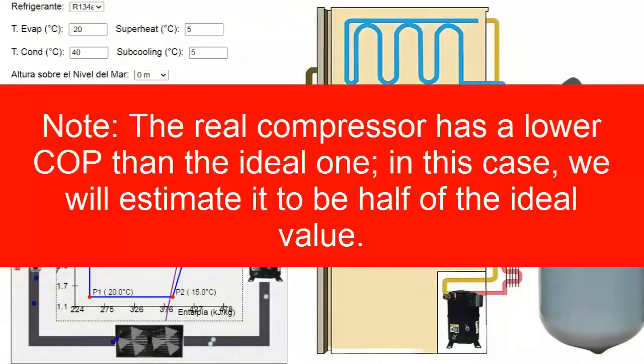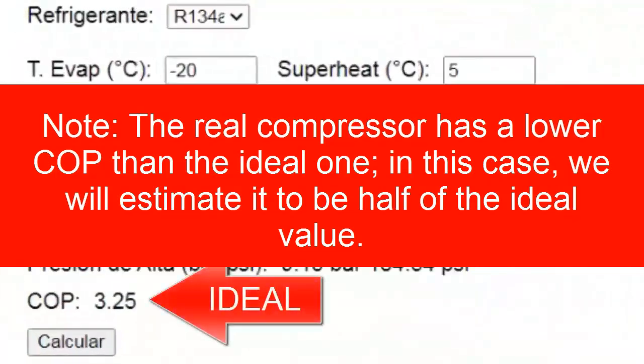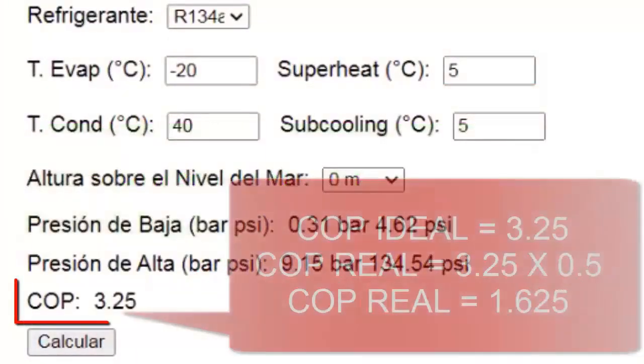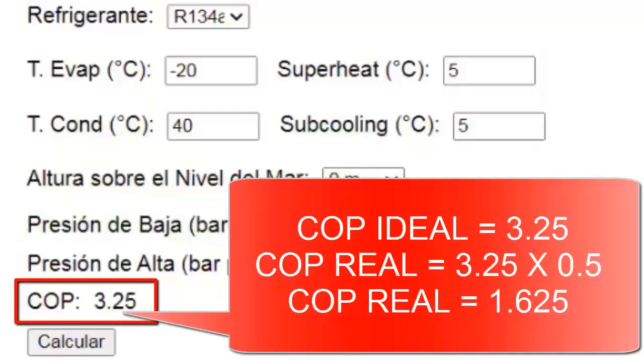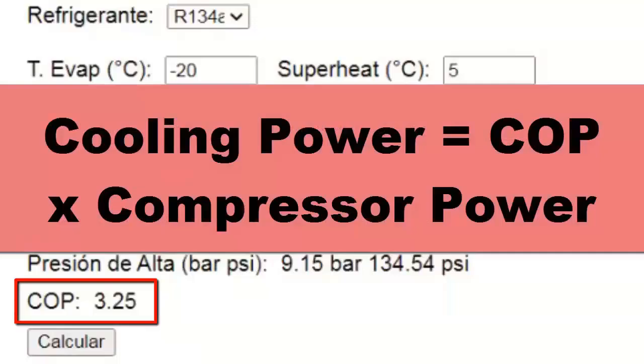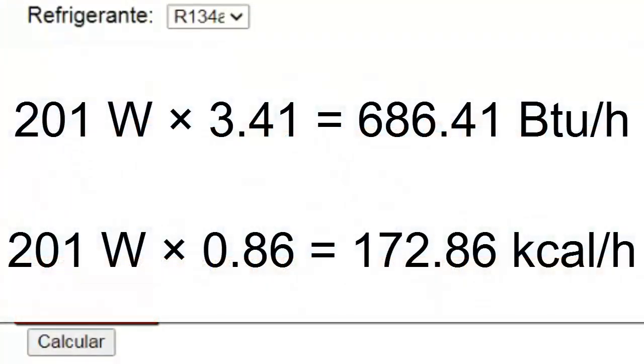7. In this case, a 1/6 HP compressor is equivalent to 124 watts. Using the COP provided by the simulator, we calculate the cooling capacity by multiplying this value by the electrical power. This gives us the cooling capacity of the compressor under the previous conditions, as shown on screen. 8. Now on screen, you can see the compressor's cooling capacity in several power units.